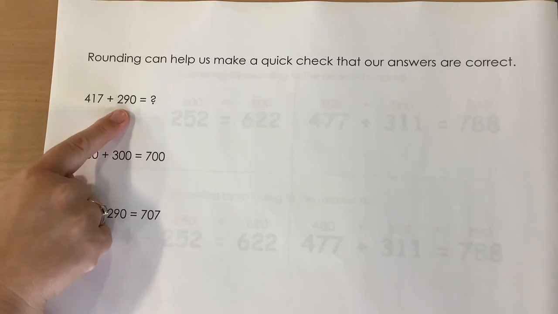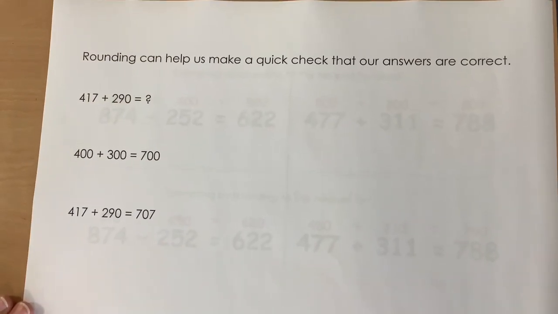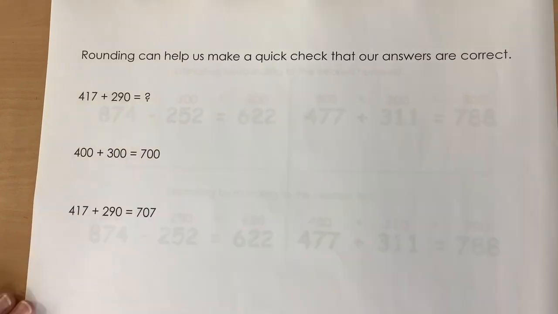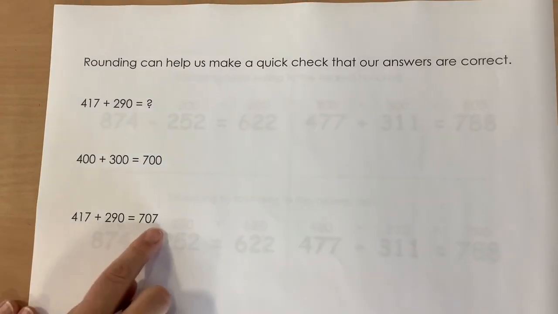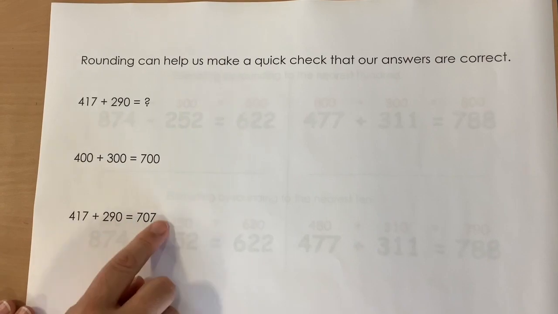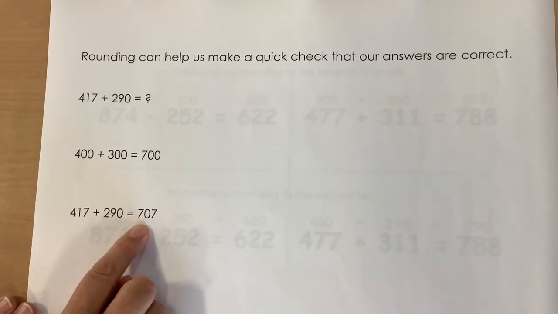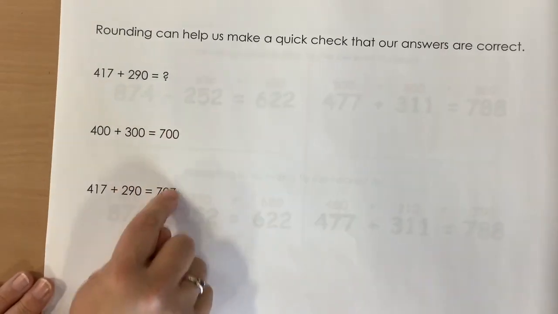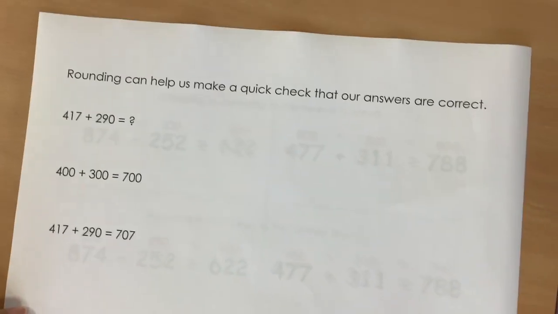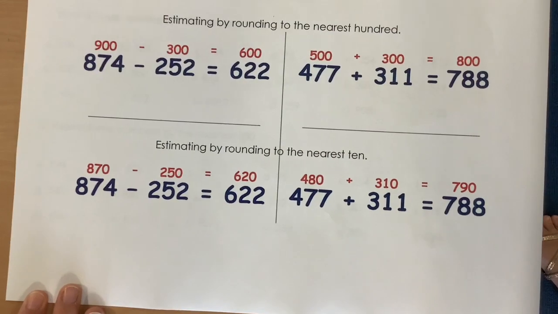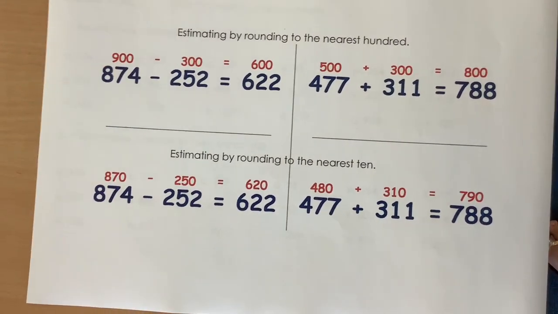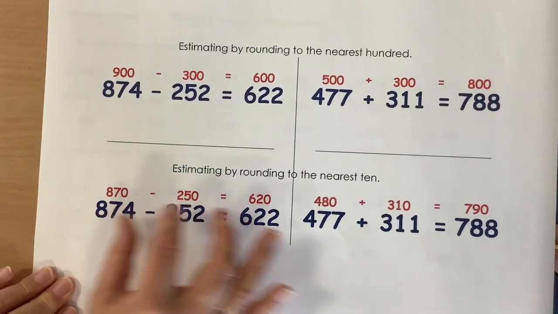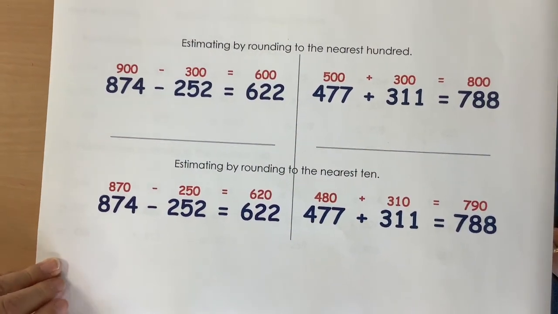If we're adding 417 plus 290, if I've rounded it to the nearest hundred, my answer is 700. Then when I check the answer, do the calculation properly, 707, I can see that I'm most likely correct because my answers are quite close together. Here's just a few more examples of rounding to the nearest 100 and the nearest 10, just to help you see how that's been done.